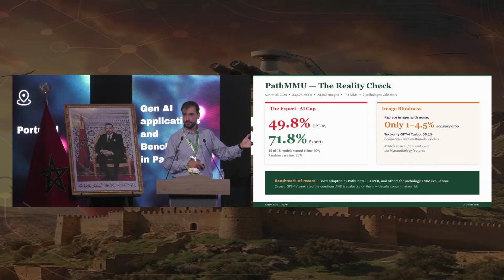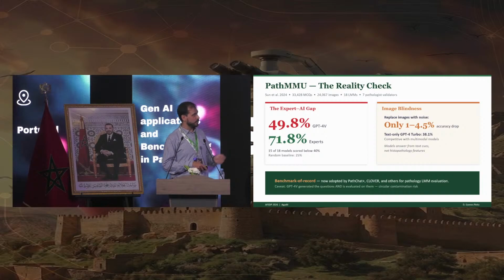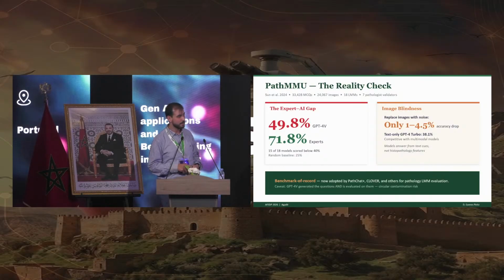Experts achieved a score of 71.8% versus 49.8% for GPT-4V. An interesting finding, which I was just telling Nadi, that is similar to what they found in their challenge, which is that in this paper, if you replace images with noise, there is only a small drop in accuracy. So multimodality wasn't all that important for these models. They're inferring from language, which is what they're really good at. And interestingly, this benchmark is also being adopted by PathChat, Glover, and others in pathology LLM evaluation.